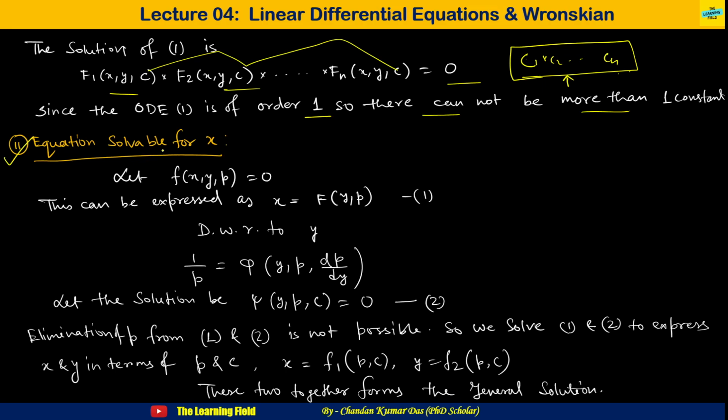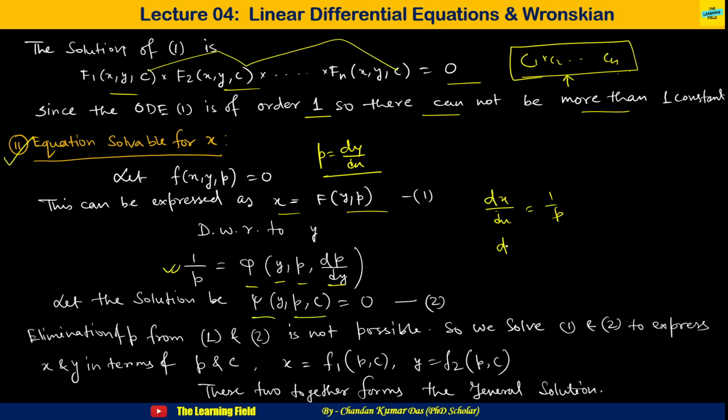Then number 2 is the equation solvable for x. If f(x, y, p) = 0, where p means dy/dx, this can be expressed as x equal to f of y and p. Then differentiating with respect to y, we get dx/dy, and this is equal to 1/p. So this is 1/p on the left-hand side. This is equal to some function, suppose phi, of y, p, and dp/dy. Now we get a differential equation in dp/dy and p. So this is a first order differential equation in y, p, and c. We can easily solve this.